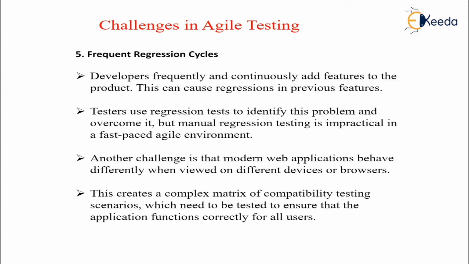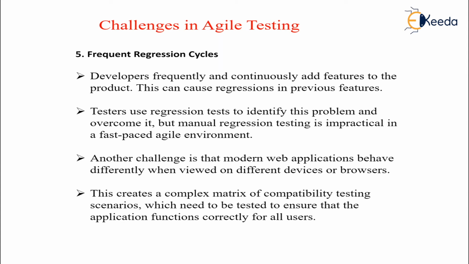That means developers frequently and continuously add features to the product. There is a change. The developers keep adding features, not removing them. This causes regression in a previous feature. Testers use regression tests to identify this problem and overcome it. But manually it's not possible. In agile, again an ongoing process, changes are bound to happen. The developers and testers are quite busy.